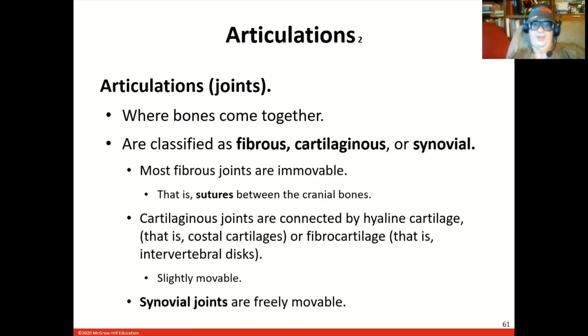They don't move. Cartilaginous joints are connected by hyaline cartilage at the ribs, or fibrocartilage at the intervertebral discs. They've got some movement, but not a lot. Synovial joints are the ones with the joint capsule and the lubricating fluid inside. Those move really well.